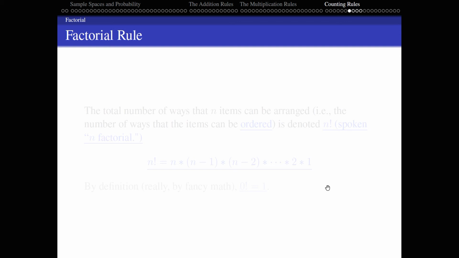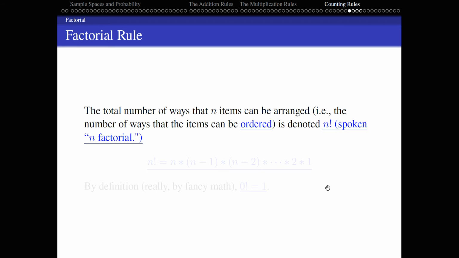Alright, so the fundamental counting rule is a way to identify the size of the sample space given the different components of a probability experiment. The factorial rule is our first approach in the number of ways that items can be arranged. Factorial is denoted with an exclamation point after n, and it's spoken as n factorial. And again, the meaning is how many ways can n items be arranged.